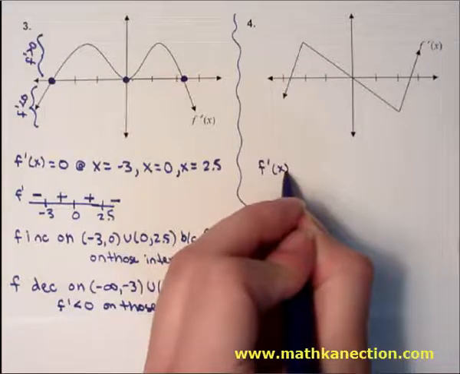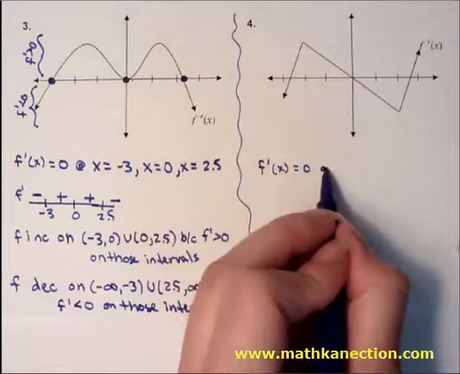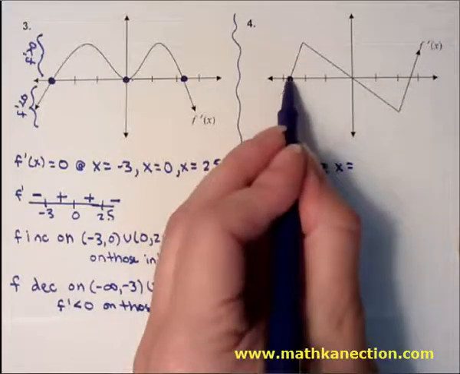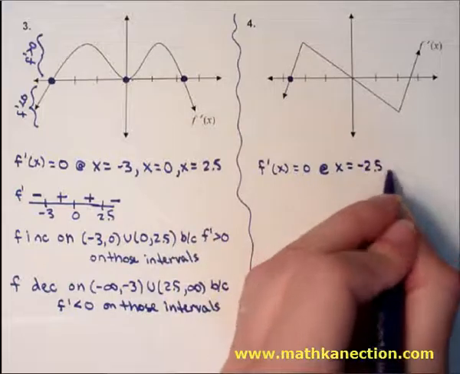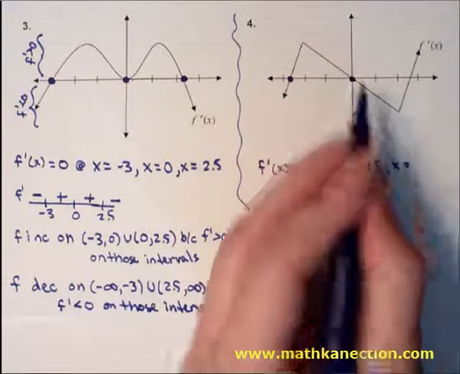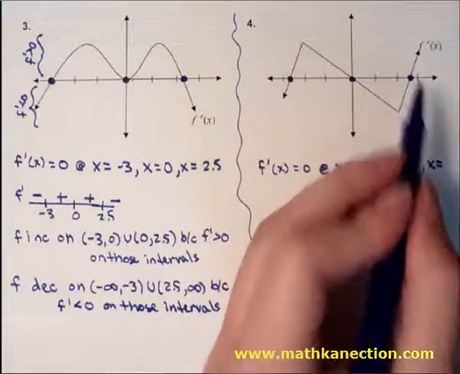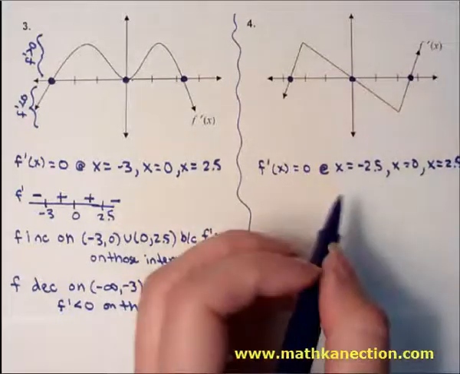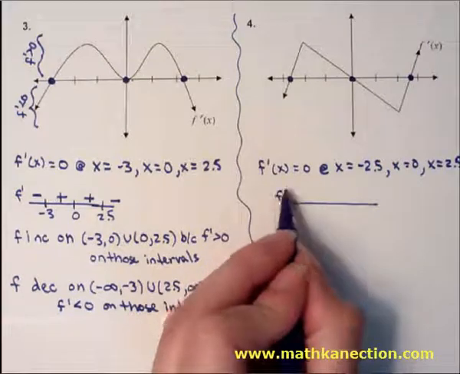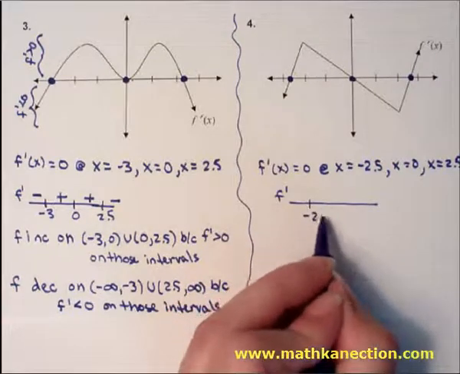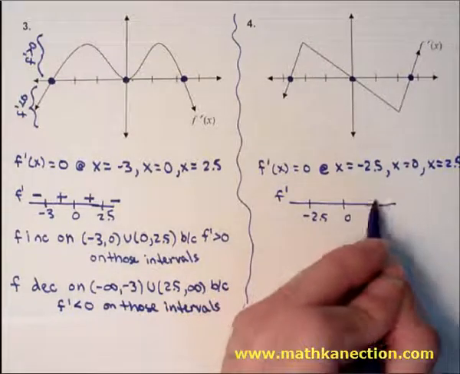Example number 4, f prime of x is equal to 0 at approximately x is equal to -2.5, at x is equal to 0, and at x is equal to 2.5. Putting the critical numbers on the f prime number line.